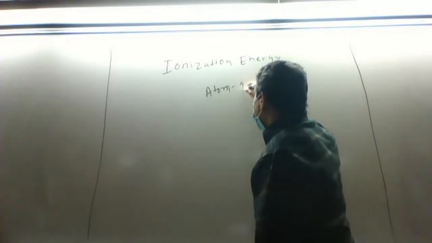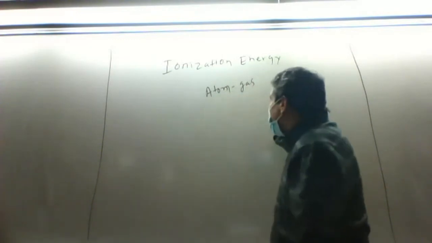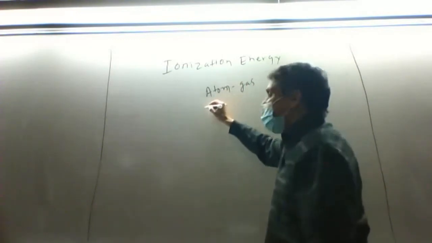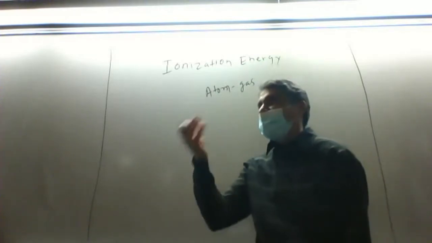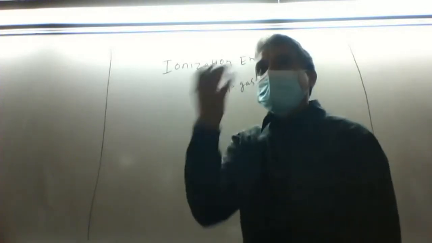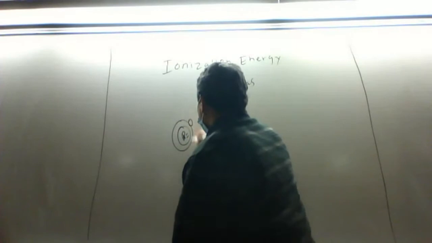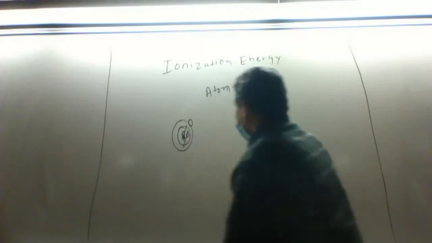The atom should be in the gaseous state, and also in what they call the ground state. So previously it should not have taken any energy. So the atom must be in the gaseous state and in the ground state. So you have an atom here, something like this. Let's say hydrogen here. This is a proton, one, and one electron here.